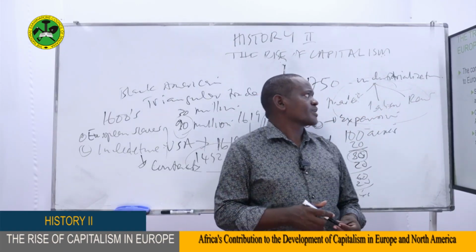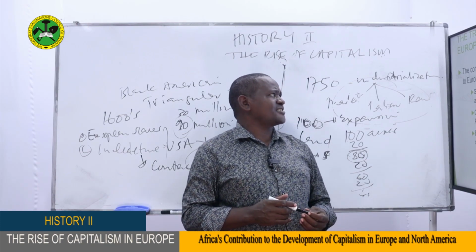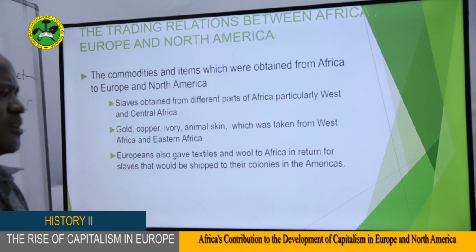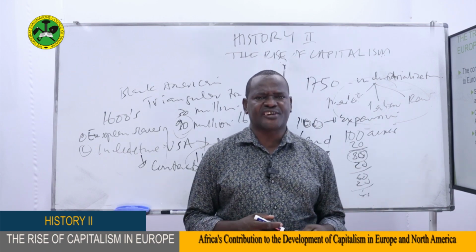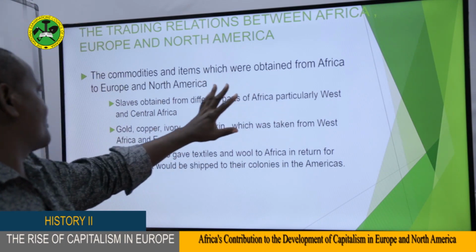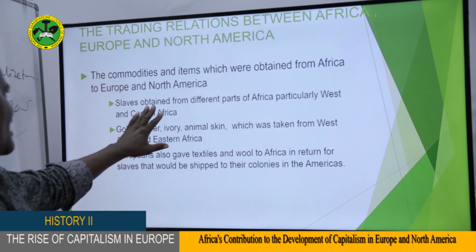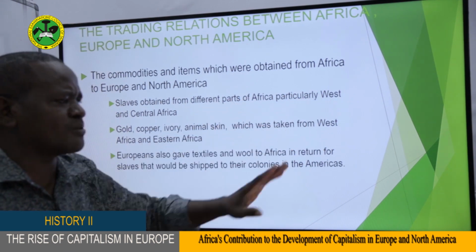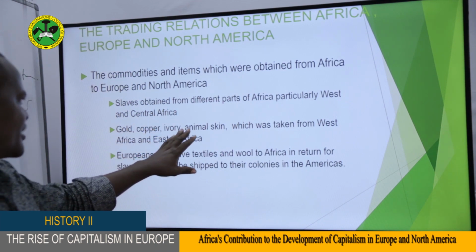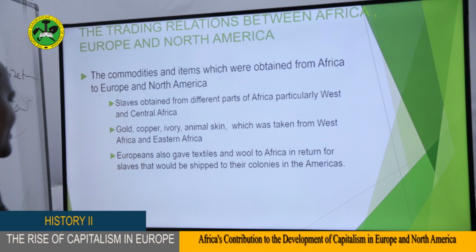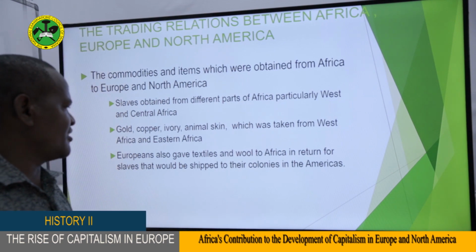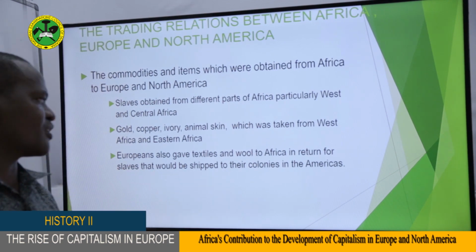My dear students, let's now look at the trading relations between Africa, Europe, and North America. What items were traded during this triangular trading? The commodities and items which were obtained from Africa to Europe and North America included slaves. Slaves were obtained from different parts of Africa, particularly West Africa and Central Africa. That's where they used to take slaves. Gold and copper, ivory, animal skins were taken from West Africa and the eastern part of Africa. And Europeans also gave textiles and wool to Africa in return for the slaves that would be shipped to their colonies in America.